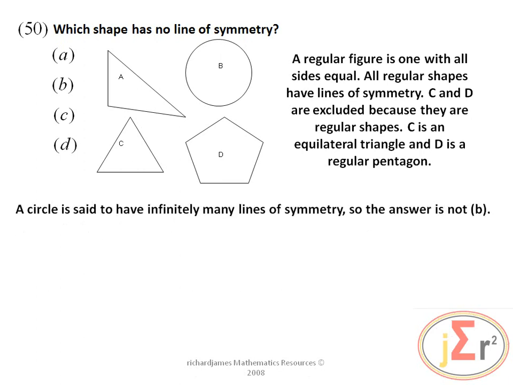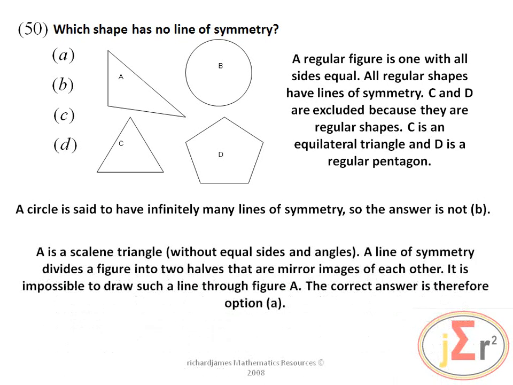A circle is said to have infinitely many lines of symmetry. So the answer is not B. A is a scalene triangle without equal sides and angles. A line of symmetry divides a figure into two halves that are mirror images of each other. It is impossible to draw such a line through figure A. The correct answer is therefore option A. It has no line of symmetry.